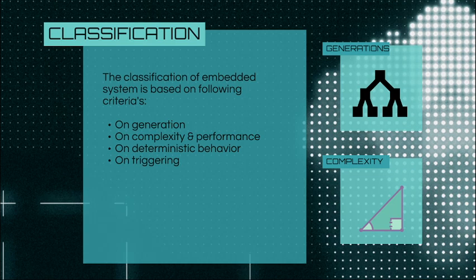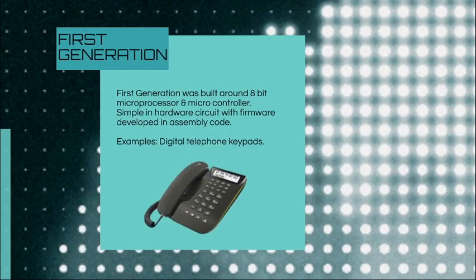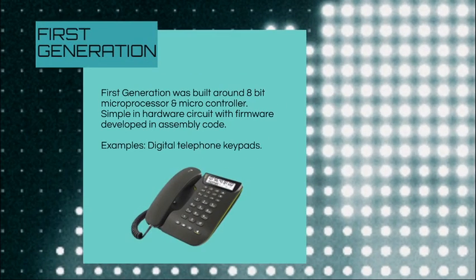Now let's see how embedded system is classified based on generation. The classification is based on the order in which the embedded system evolved. We have four generations. We can see the classification on your right side. Clipart on every generation slide represents an embedded system example of that generation. In first generation, embedded system was built around 8-bit microprocessor and microcontroller. Software and hardware were both simple in nature. Digital telephone keypads can be considered as example for first generation embedded system.